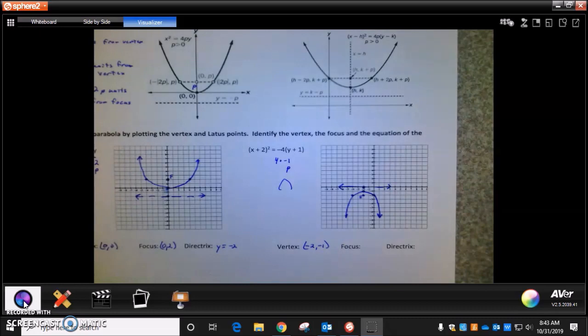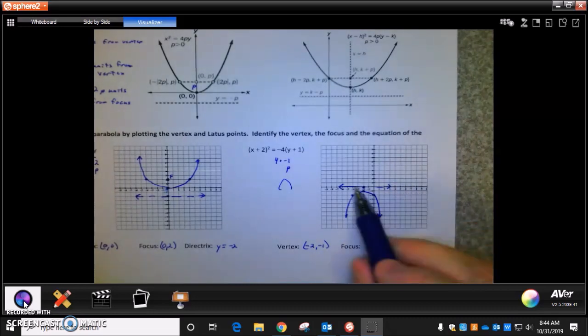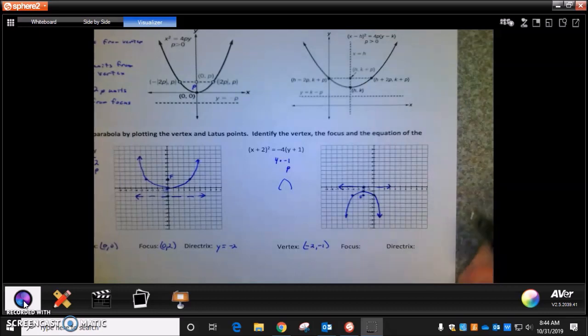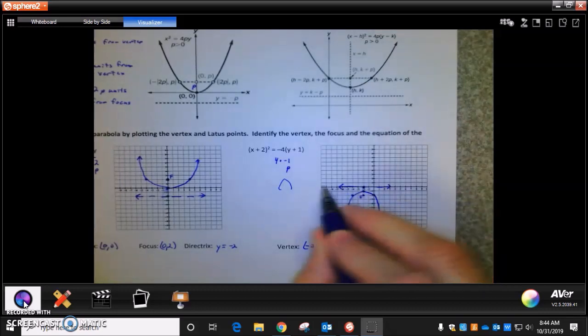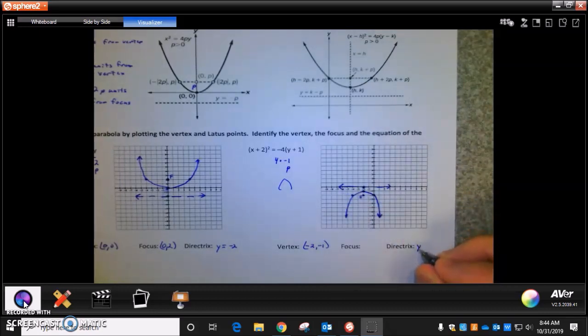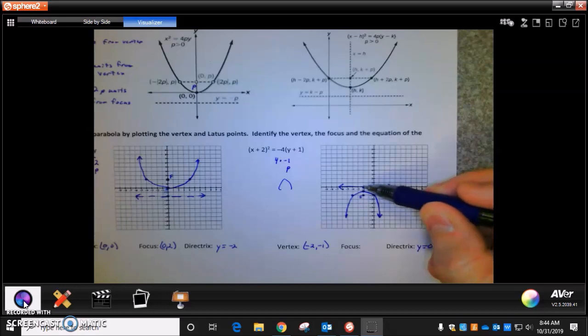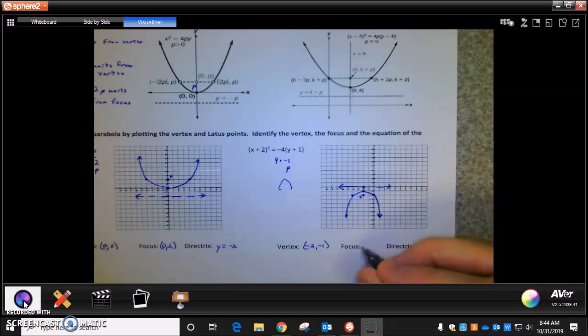Okay, this one I made as a solid line. Doesn't matter. Solid line, dotted line, this is your directrix. Okay, so the directrix is sitting right on the x-axis. So the directrix would be the line y equals 0. My focus is this point right here. Well, what is that point? It's -2, -2. So there's my focus, -2, -2.